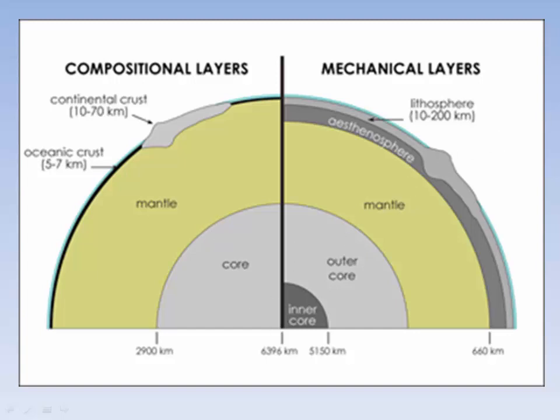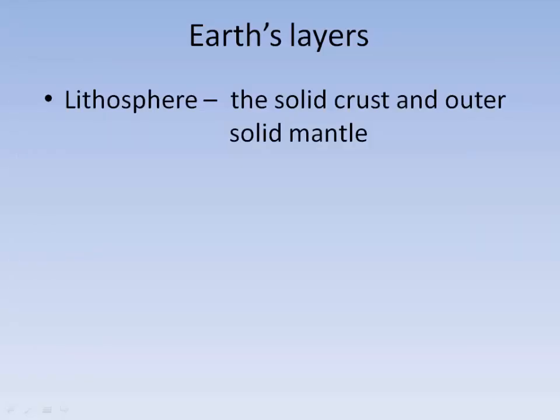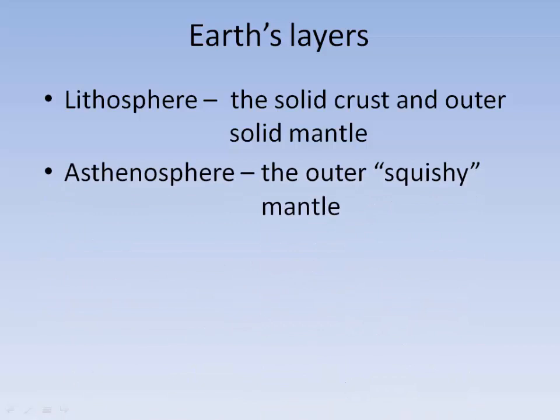When we look at them by their physical properties, whether they're liquid or solid, basically, we end up with 5 layers. We have the lithosphere, which is solid, the asthenosphere, which is a squishy liquid, the mantle, which is solid, the outer core is liquid, and the inner core is solid. Now the lithosphere is made up of the solid outer crust and the solid outer mantle. The asthenosphere is the outer part of the mantle that's partially melted, so it's squishy like really thick peanut butter.